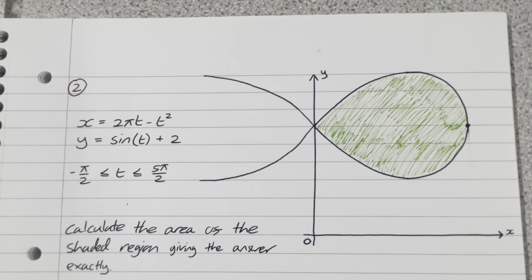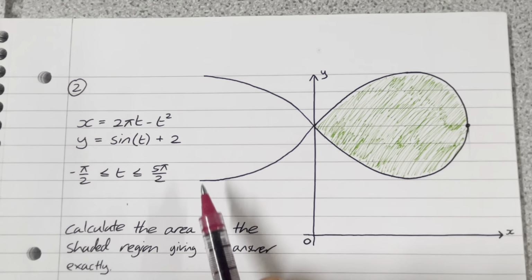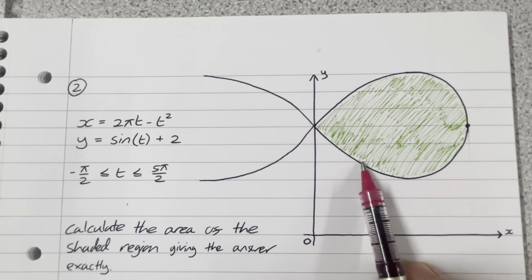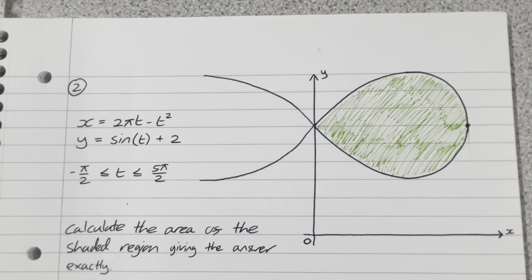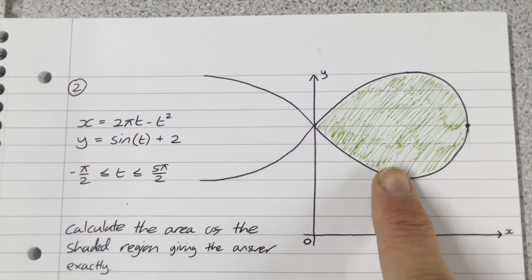So what I've got here is a parametric definition of a curve. That is the whole curve. It does stop here and here, but I'm only interested in when x is positive. So this bubble bit that's sticking out from the y-axis here, I want to find the area of that exactly. So I want the exact area of this.